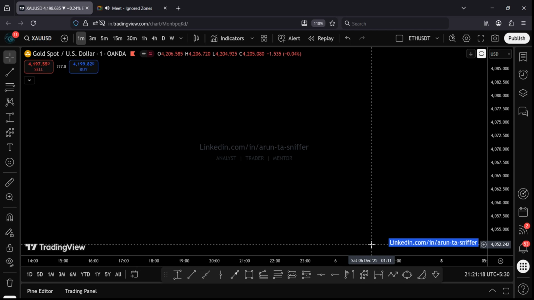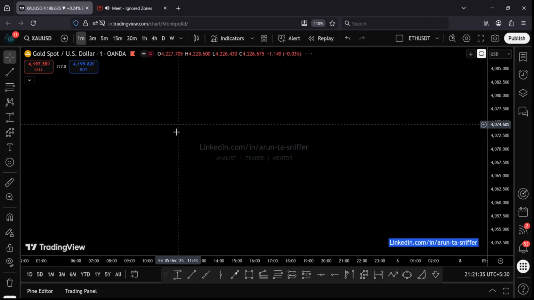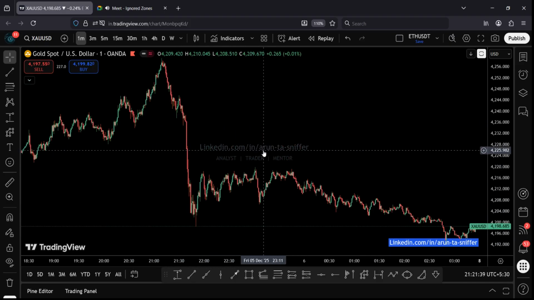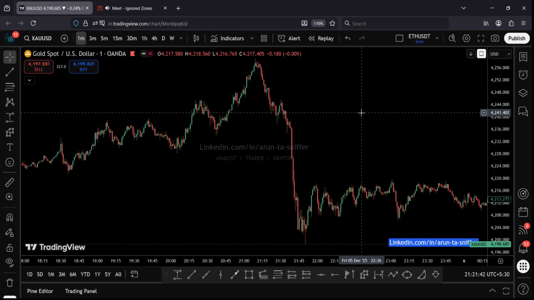And next one, let's see. We have already studied ignored QM, so I don't think I need to explain ignored QM again. So let's go to the chart and see some examples.